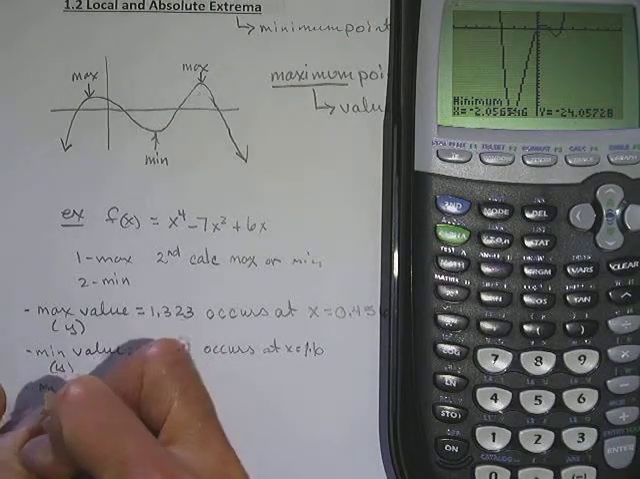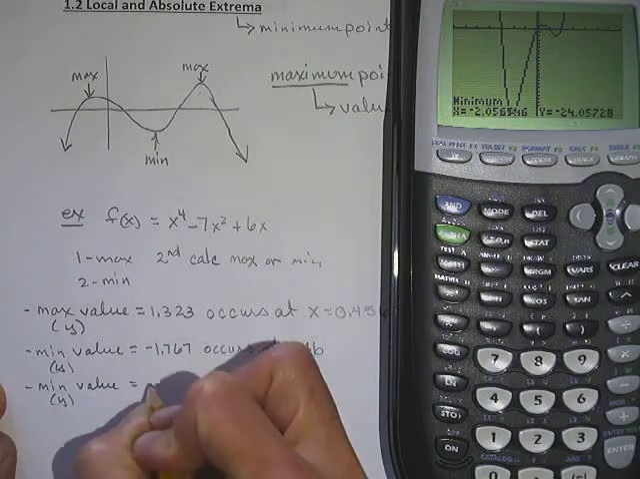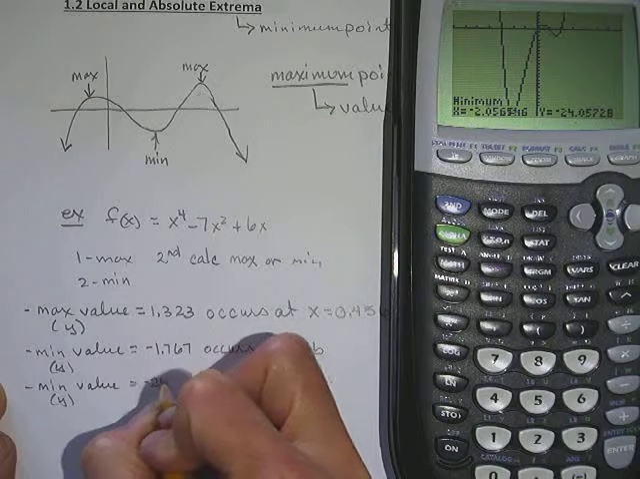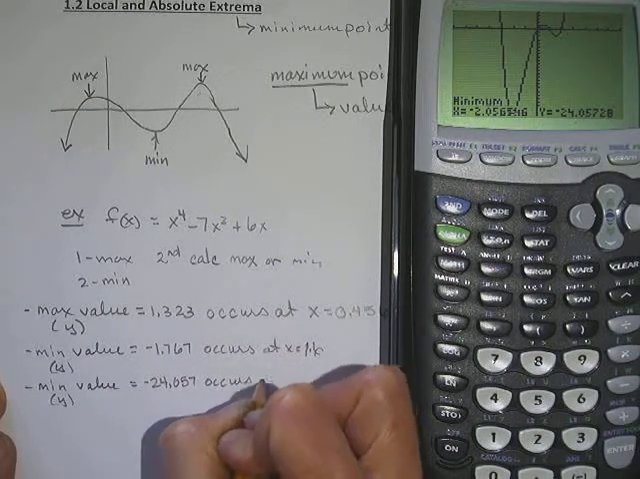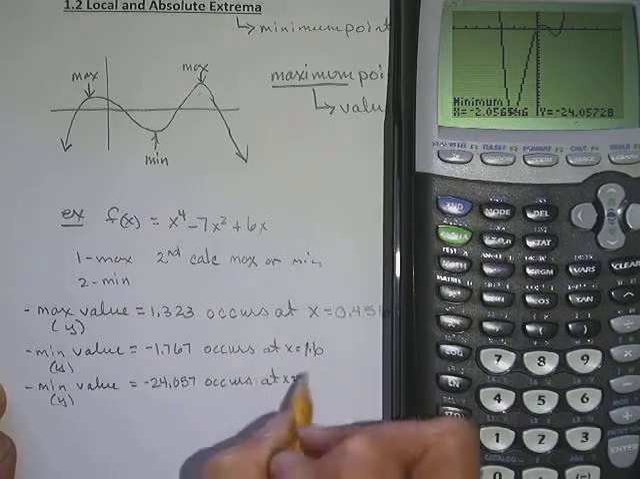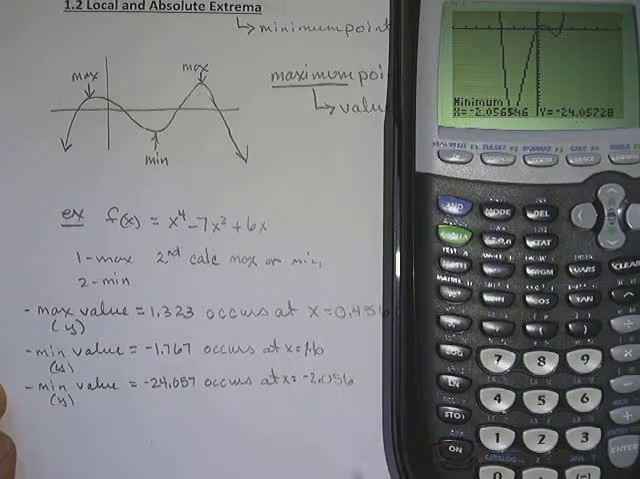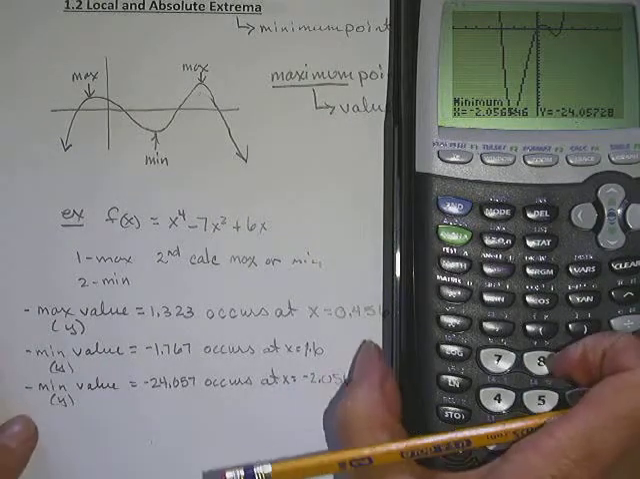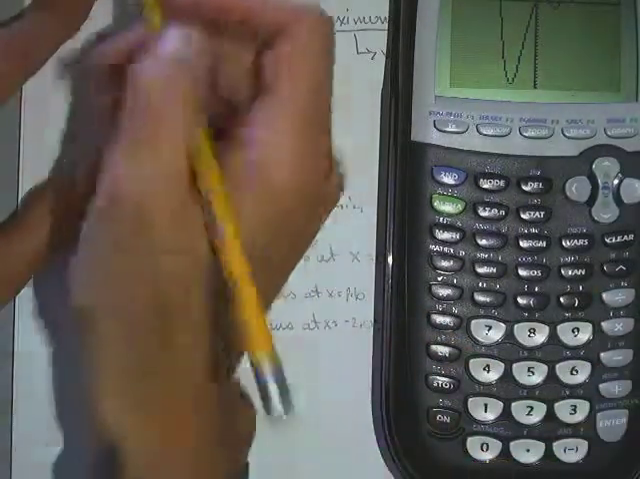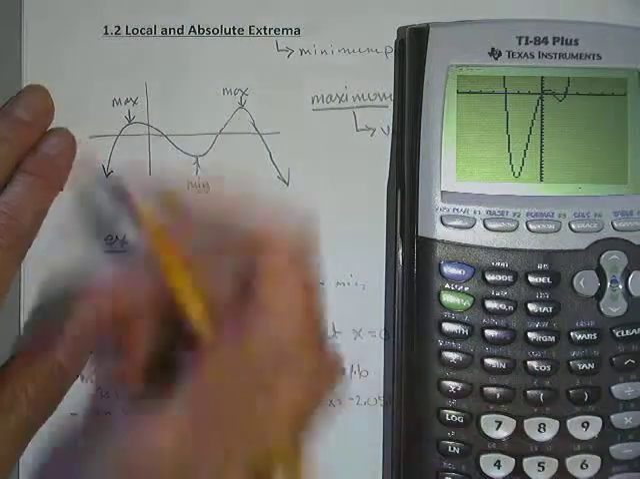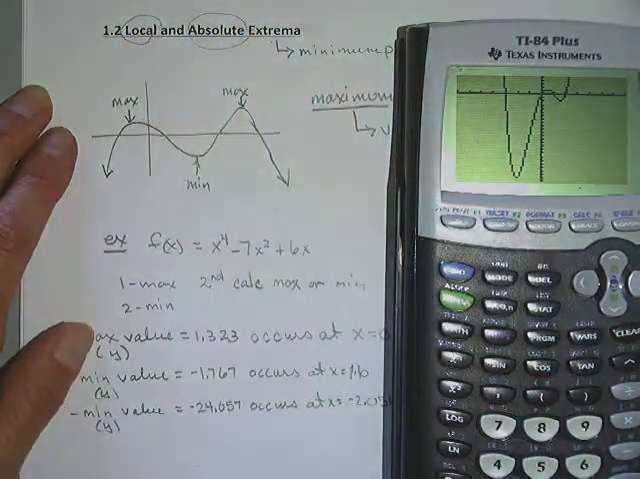There, I see it. Enter. And it is right down there. You can't really see it because the numbers cover it, but that's what it is. So we also have a min value equal to, it's a y value again, remember, negative 24.057. But this occurs at x equals negative 2.056. Okay?